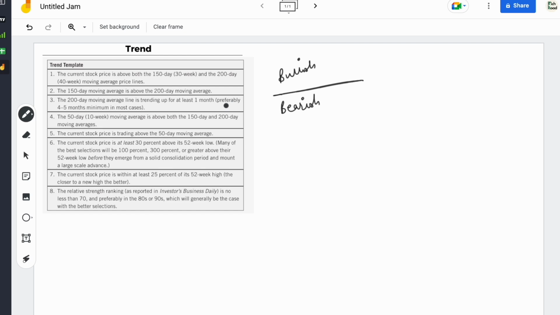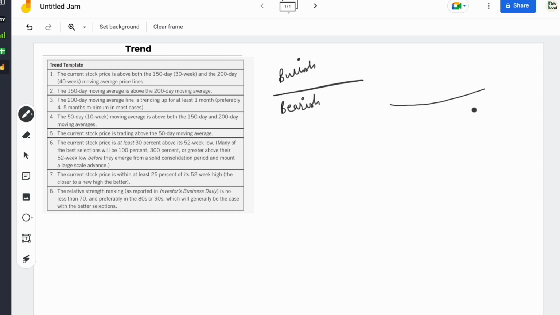The third point says, which is important, that the 200-day moving average line is trending up for at least 1 month, preferably 4-5 months minimum in most of the cases. What does he mean by that? See, he's basically saying that the slope of the 200 moving average should be like this.